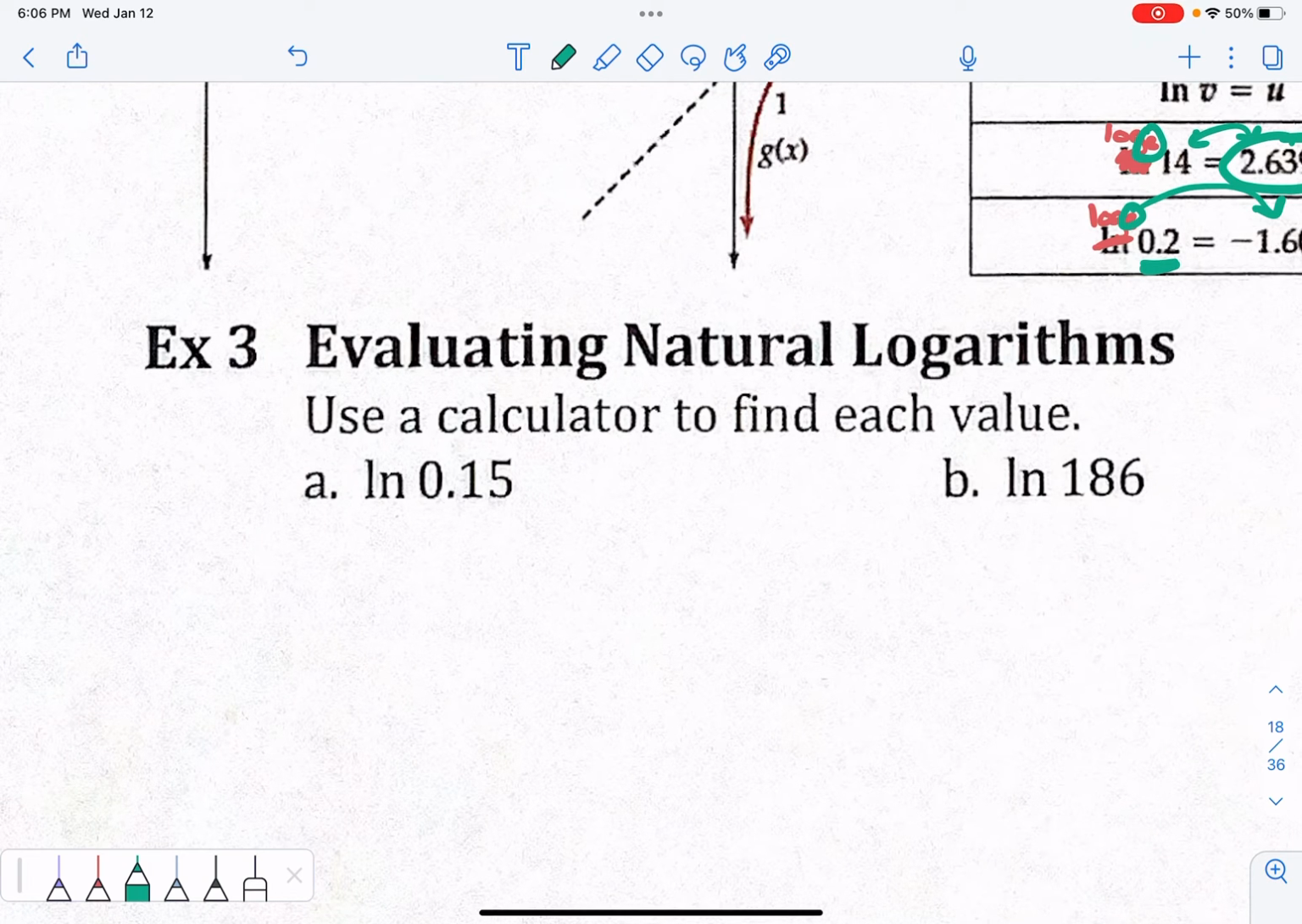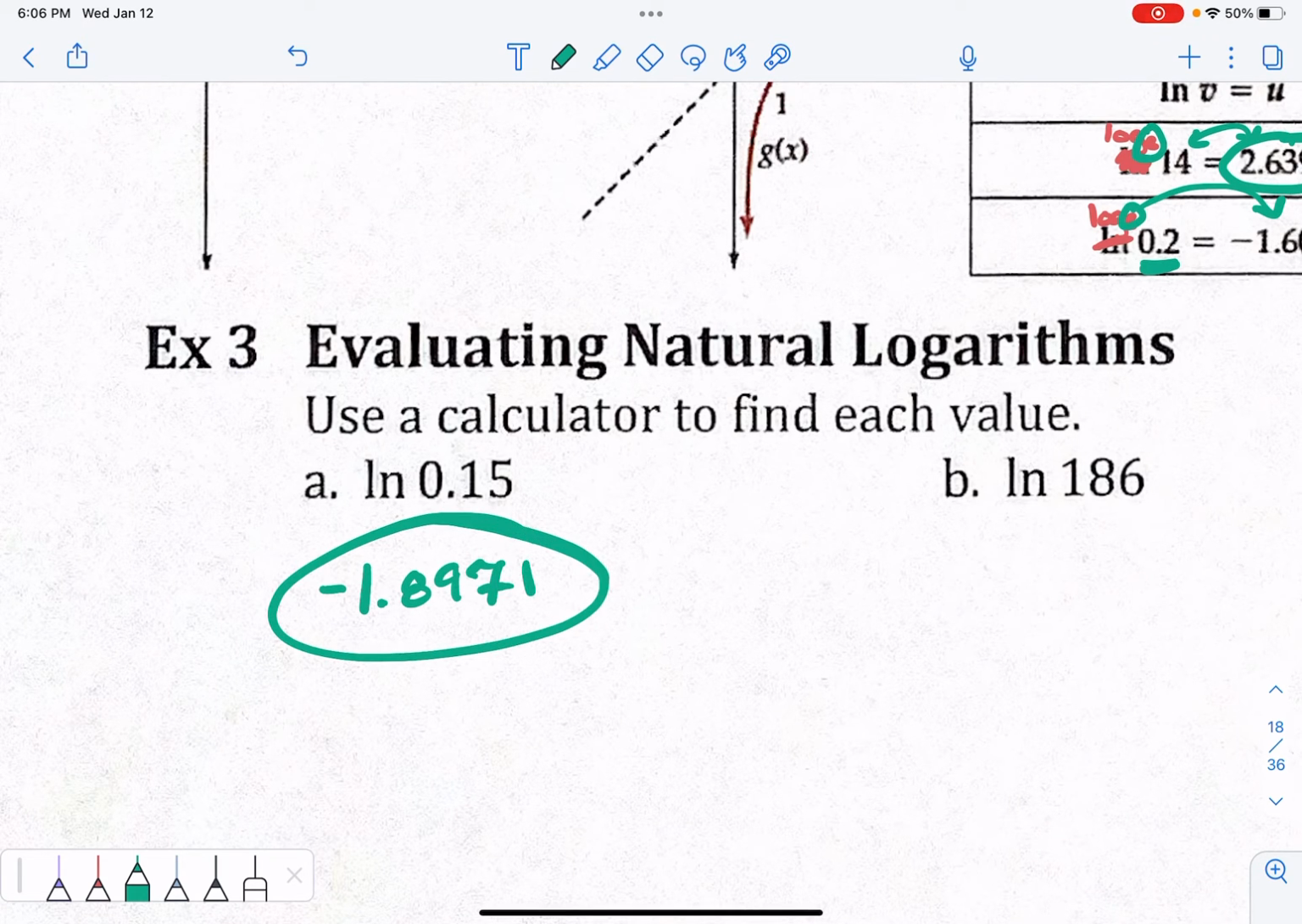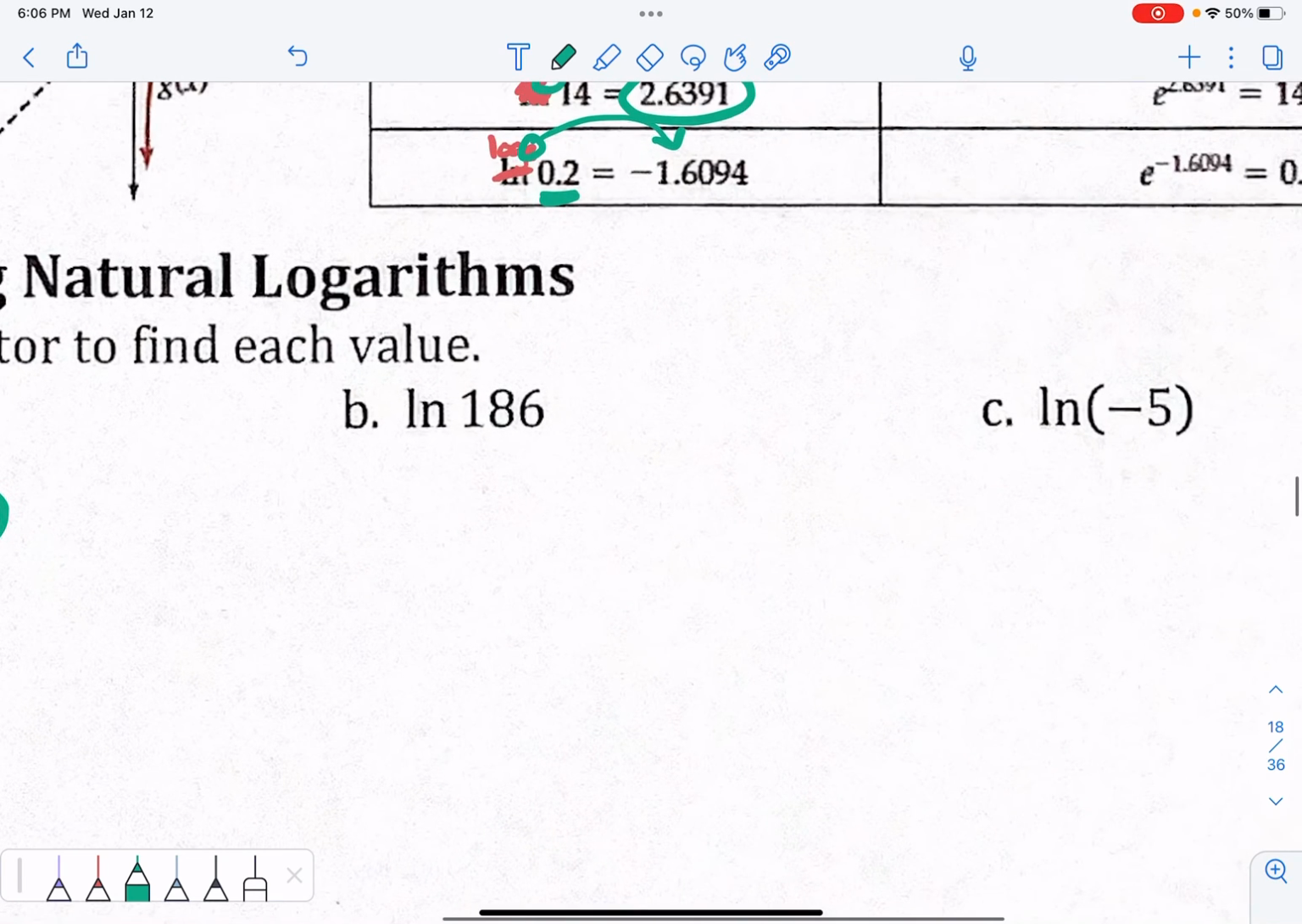So this says ln of 0.15. Your ln button should be really close to your log button on your calculator. So you just hit literally ln of 0.15, and I get negative 1.8971, something like that. Okay. All right.